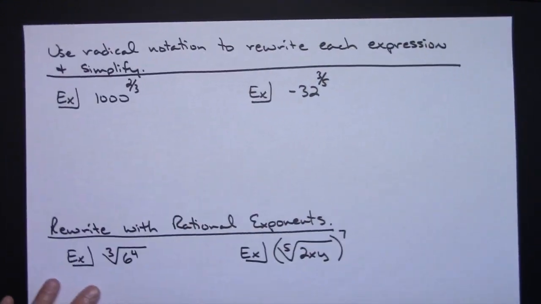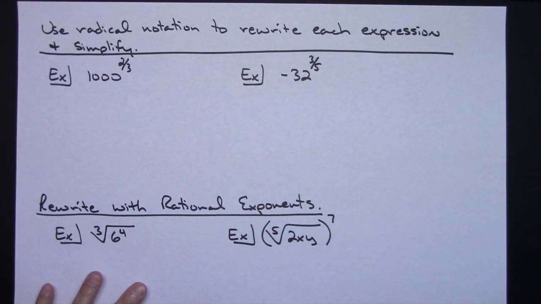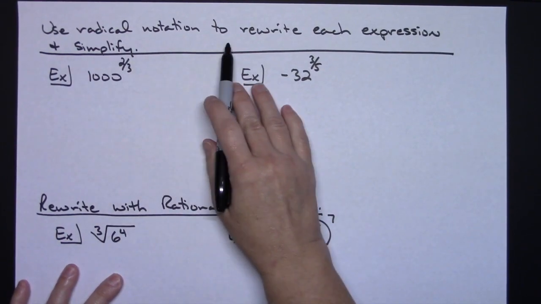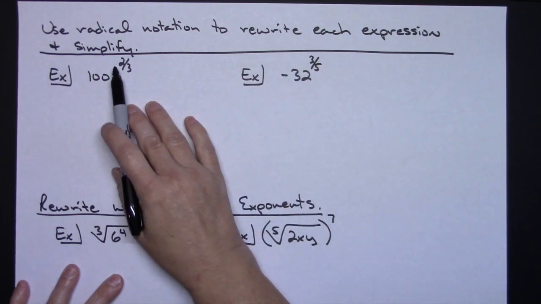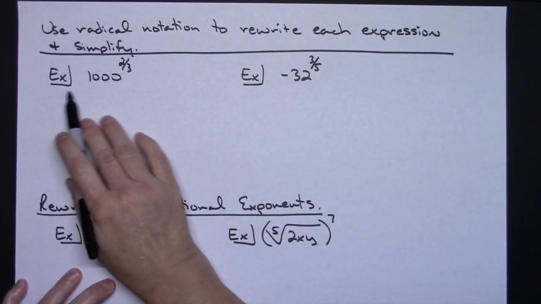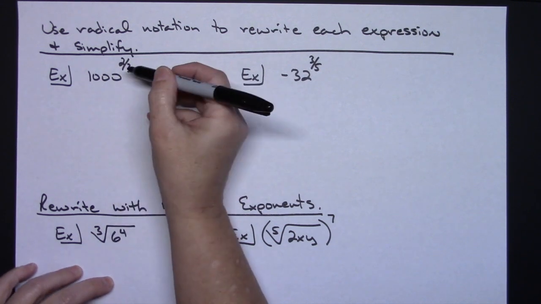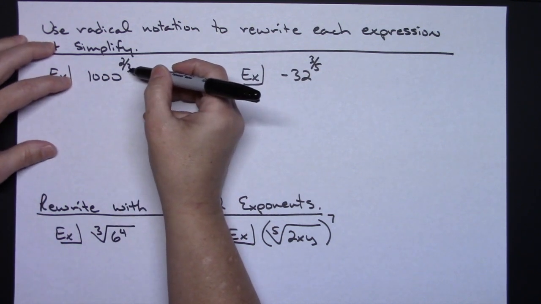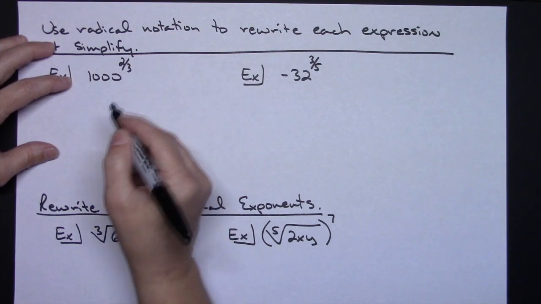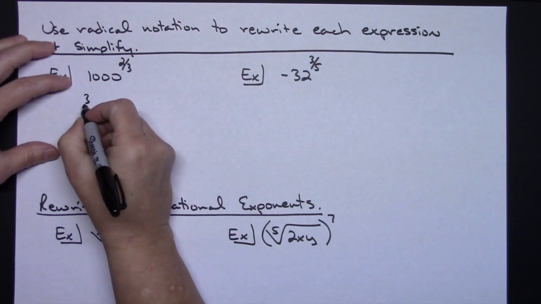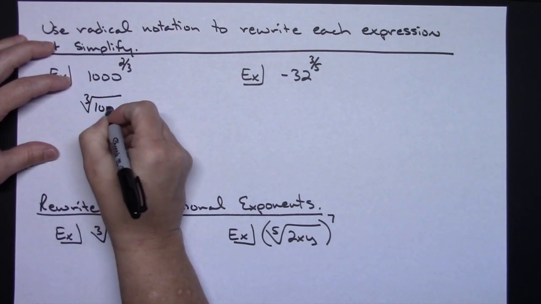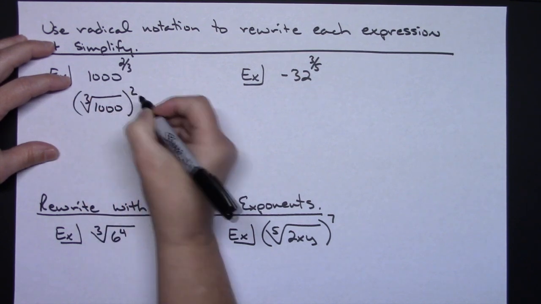Some examples of this. The directions might say use radical notation to rewrite each expression and simplify. So then they might give us 1,000 raised to the 2/3. Now you've got to remember that bottom denominator is going to be the root. So this is going to be the third root of 1,000 and then squared.